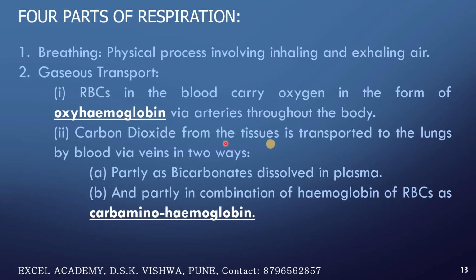Secondly, carbon dioxide from the tissues is transported to the lungs via blood, via veins in 2 ways. A, partly as bicarbonates dissolved in the blood plasma. Plasma is the watery part of the blood. And B, partly in combination of hemoglobin of RBCs as carbaminohemoglobin. Correct?